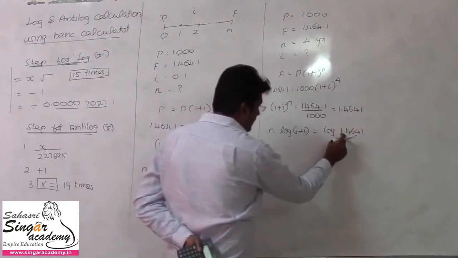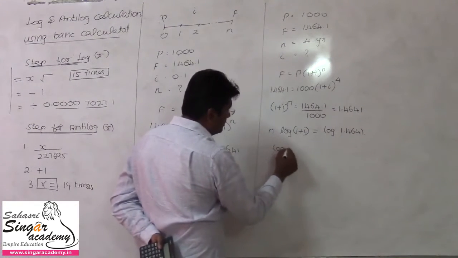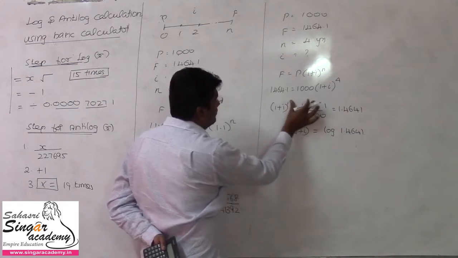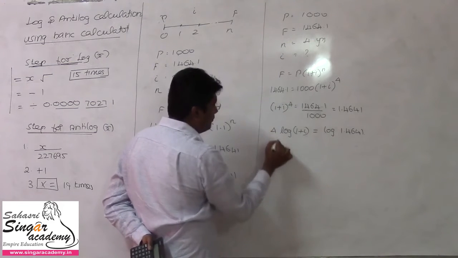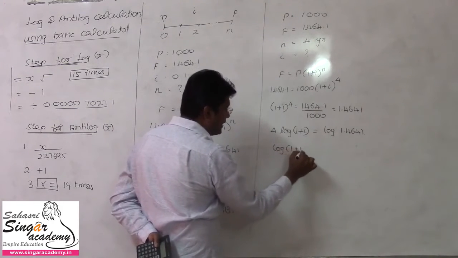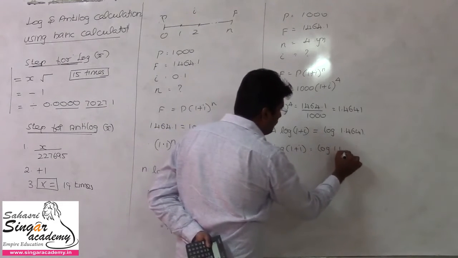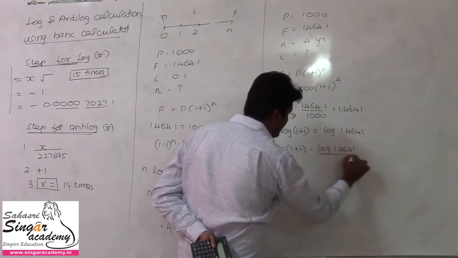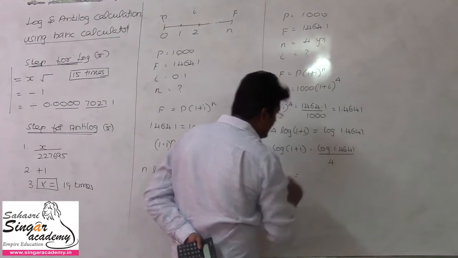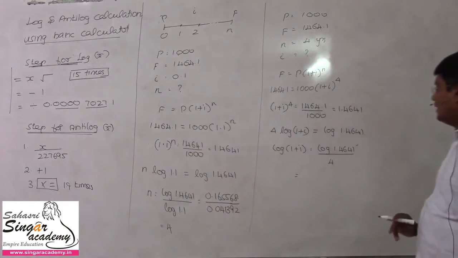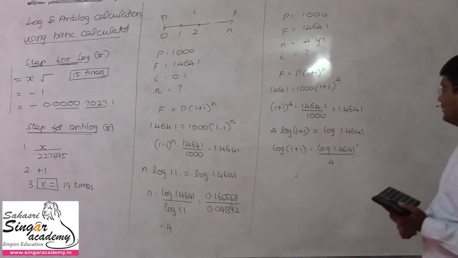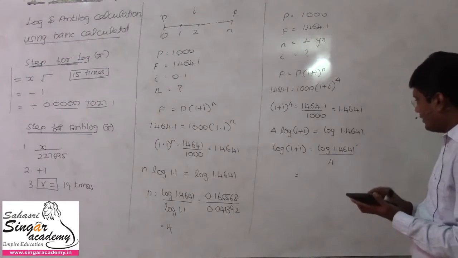Now I will take the log first. So log, n we know is 4, into I write here 4. Log 1 plus I is equal to log of 1.4641 divided by 4. I need the value for this log value. I have already calculated the log value in that model, now I will calculate it faster.